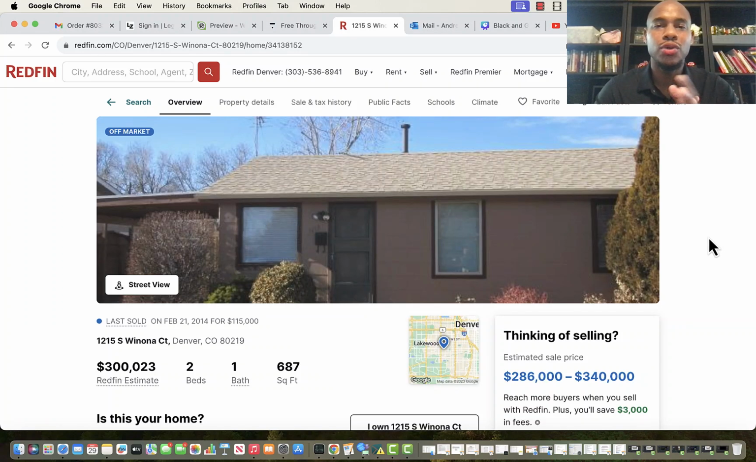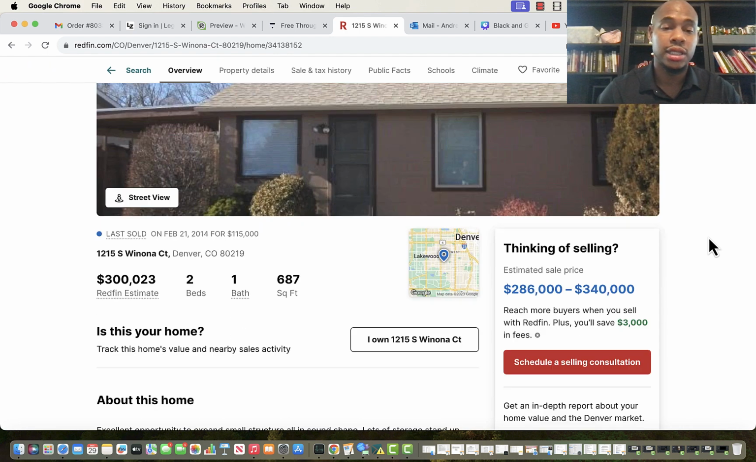All right, guys, so we're back with another ARV example. This time we are in Denver, Colorado. We got a pretty small house, right? We got 2 bed, 1 bath, 687 square feet. That's a small house. I personally like smaller houses because they usually sell for higher price per square feet. But let's check this out.